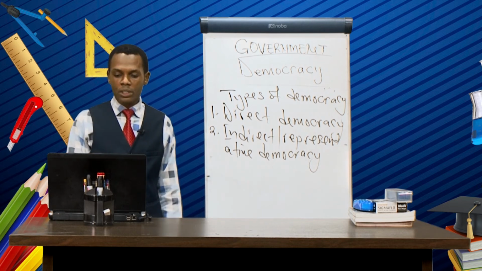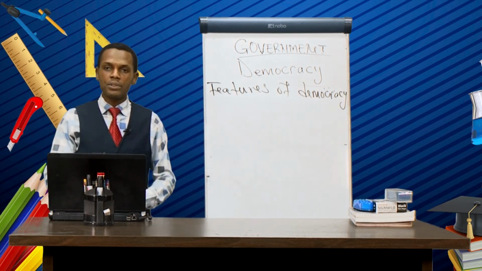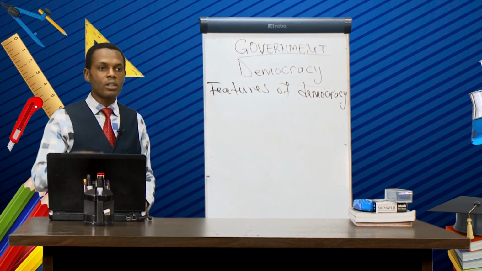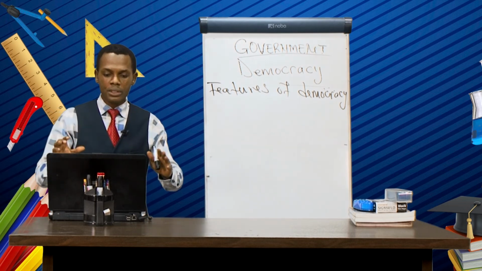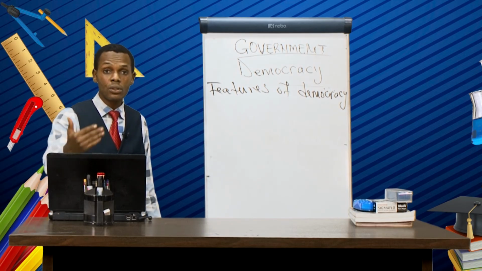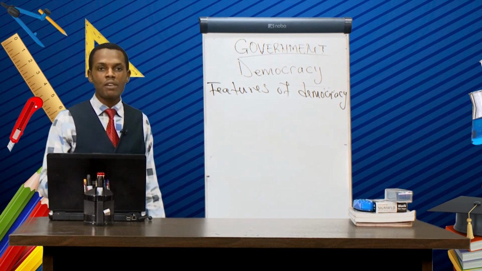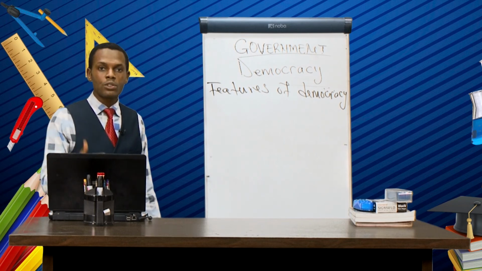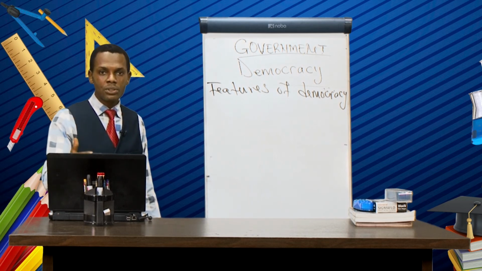Having looked at this also, we want to move on to the next subheading, features of a democracy. In other words, where you see a democratic setting, what are those things that happen? What are those things that are associated with democracy? Number one, regular and periodic election is conducted. In every democratic setting, you see that there is a conduct of election every now and then. Like in Nigeria and many other countries of the world, every 4 years we conduct election to elect representatives. In 2011, we conducted election and elected some people.